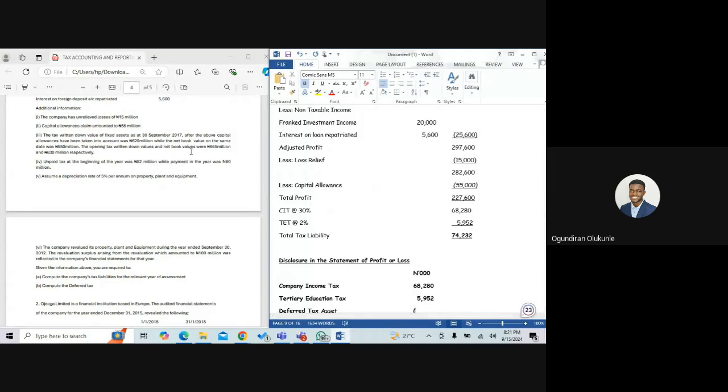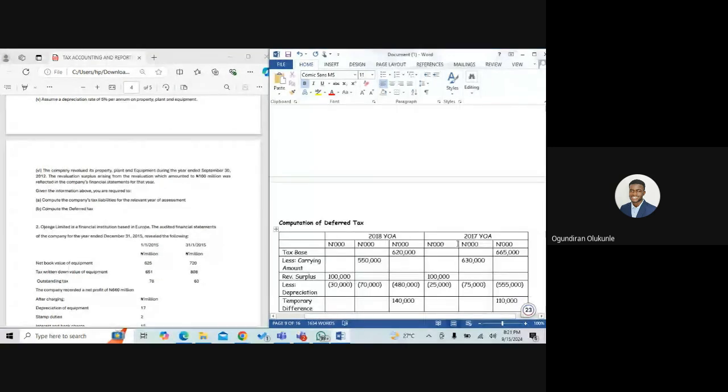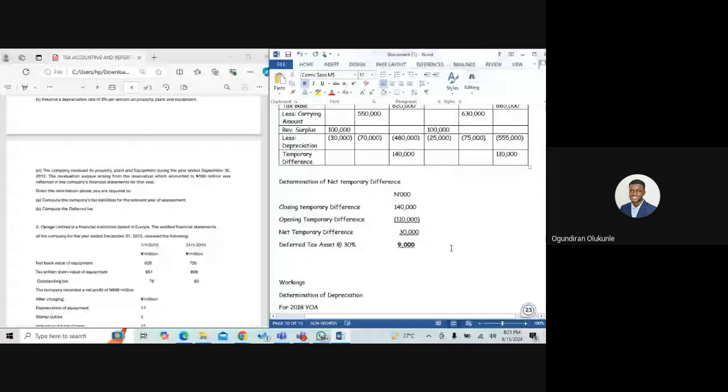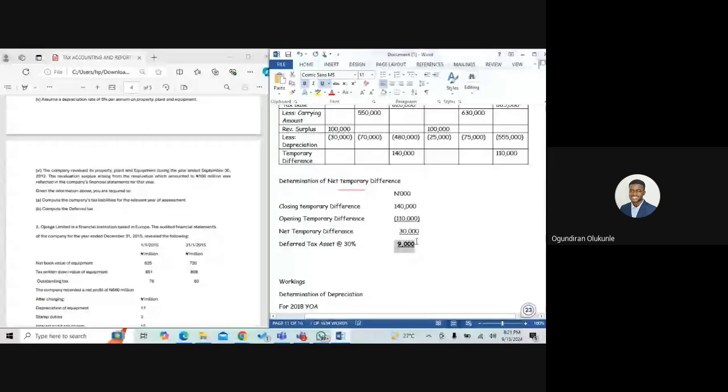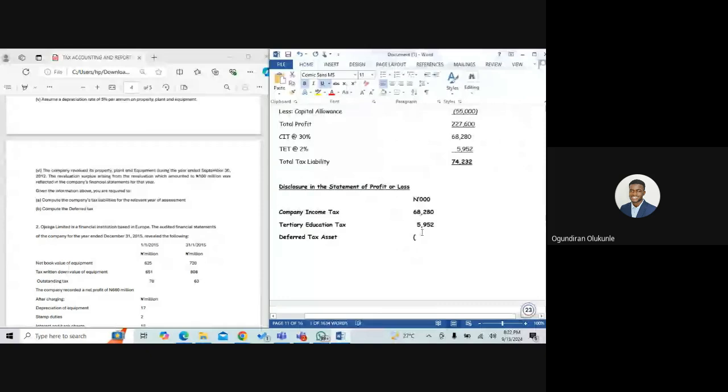So the deferred tax asset provision that we have in the year, based on our computation, is 9 million. So we'll bring that here and we'll say deferred tax assets 9 million, right? And if you do that, what will you have?